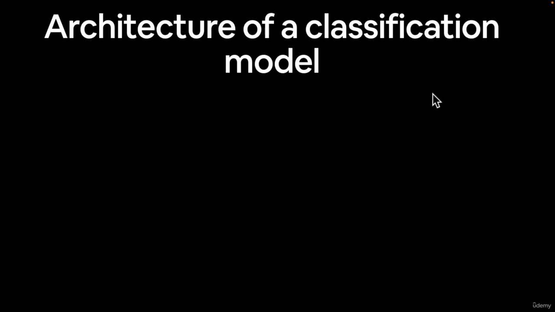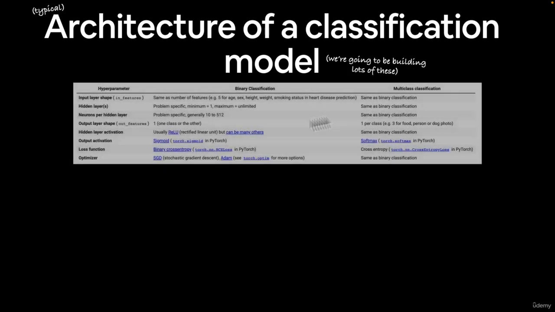Welcome back. In the last video, we saw some example classification inputs and outputs. The main takeaway is that the inputs to a classification model, particularly a neural network, want to be some form of numerical representation, and the outputs are often some form of prediction probability. So let's discuss the typical architecture of a classification model, and hey, this is just going to be text on a page, but we're going to be building a fair few of these.